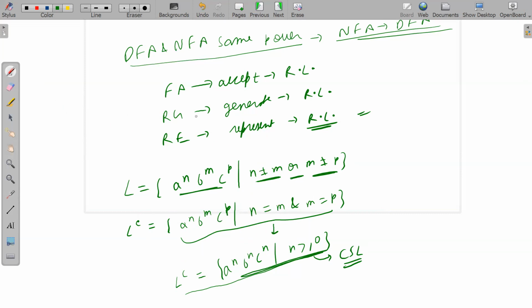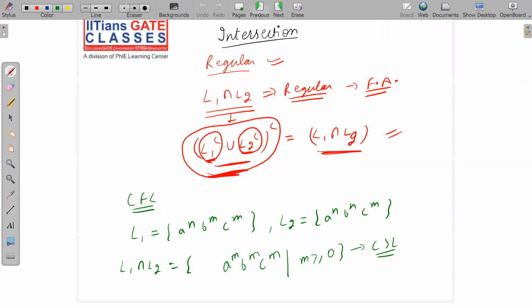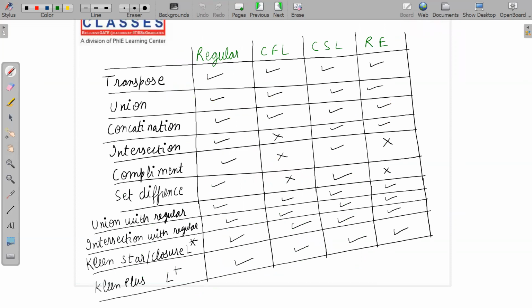Okay. So that's it. So this is all about CFLs and CSL and RE. CSL is closed. CSL is closed. You have to remember this thing. Why? This is out of scope. But RE is not closed. Okay. RE is not closed under complement operation. And I will prove it properly in chapter 3 itself. So just remember for now, RE is not closed, and CSL are closed. So finally, let me go to the slide. Okay. So for intersection and complement operation, CFLs are not closed. RE is not closed under complement, and CSL and regular are closed.